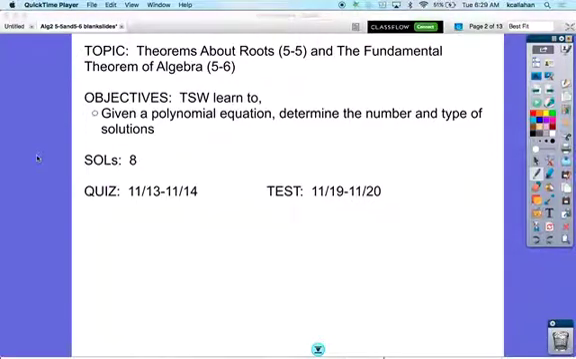All right, this lesson comes roughly from the last two sections of this chapter, or at least the last two that we're going to deal with. And the second one is called The Fundamental Theorem of Algebra, so you know it's something that's fairly important, right? So here we go.